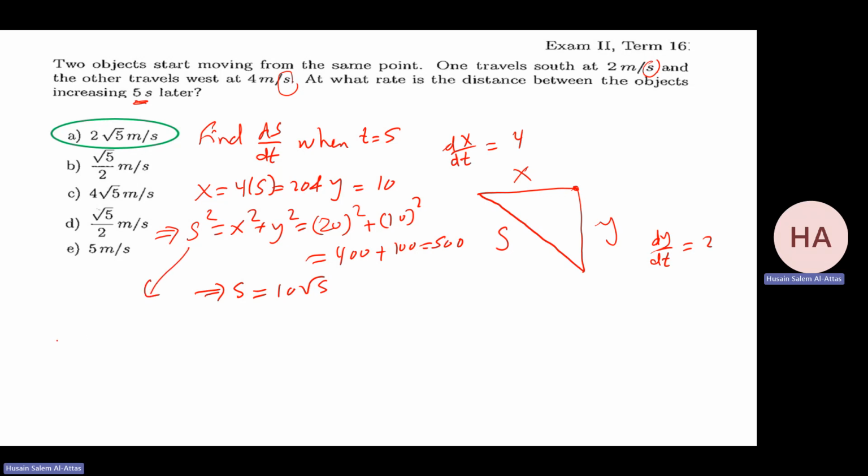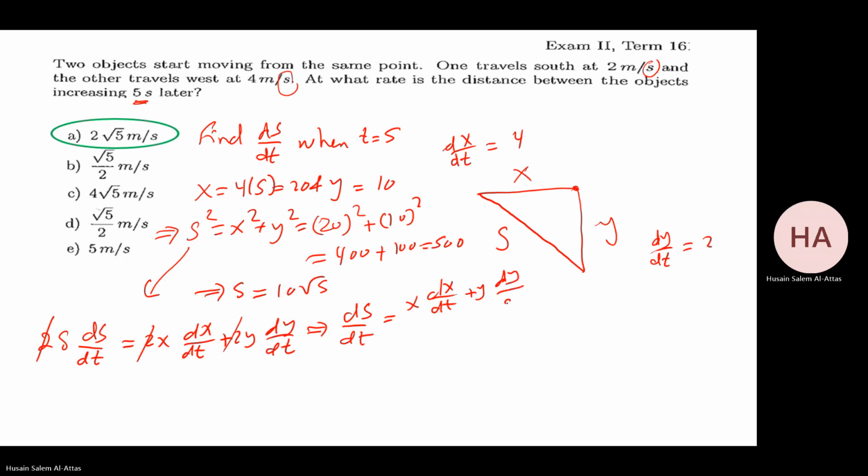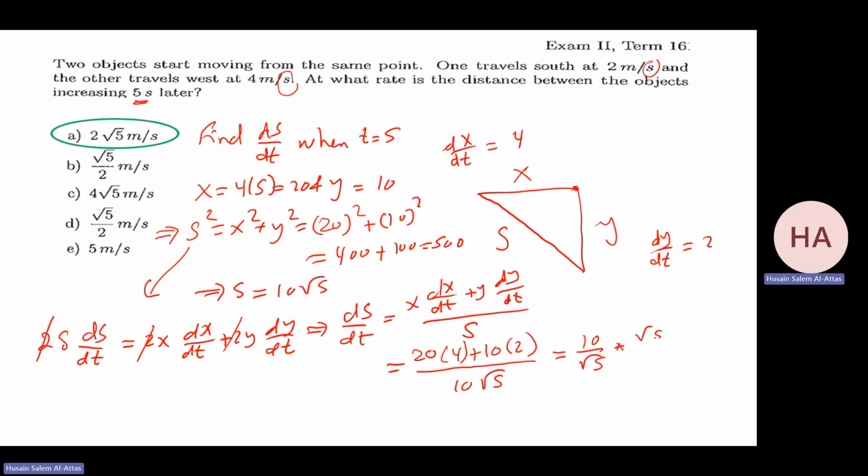Okay, now we have everything. Differentiate this as usual. Cancel the 2, I don't need it. So I want ds by dt as usual. For s, what would that be? x, we said x is 20, and dx over dt is 4, and y is 10, dy over dt is 2, over 10 square root of 5. That will be 80 plus 20, 100. So that will be 10 over square root of 5. Rationalize it. We get 10 square root of 5 over 5, which is 2 square root of 5.